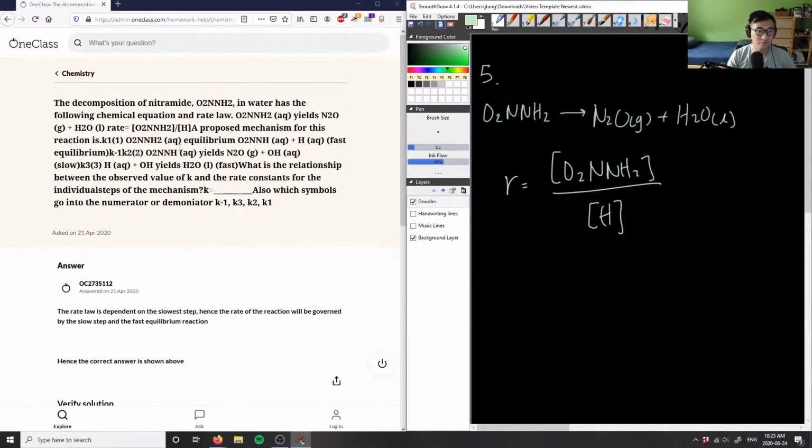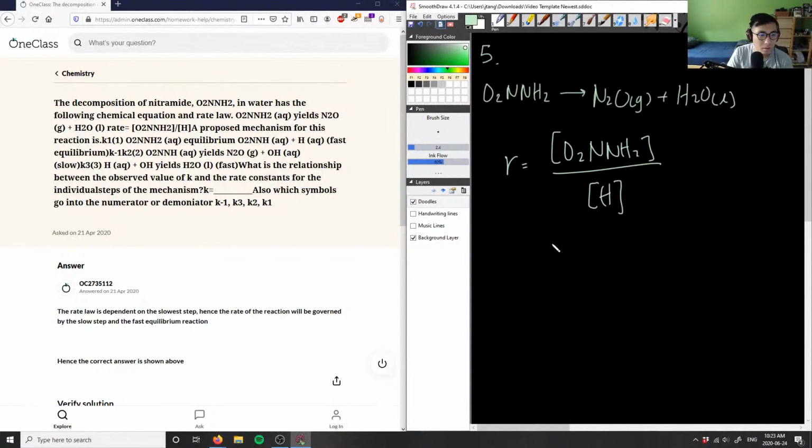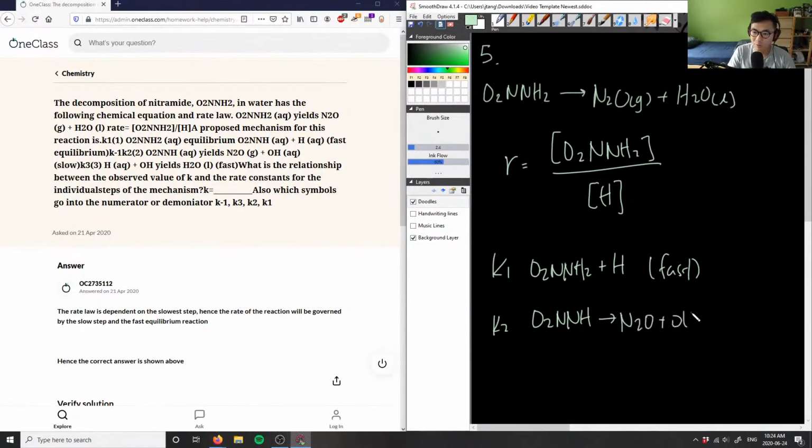It says a proposed mechanism for this reaction is, oh, so they're actually going to break this out into mechanisms. Okay, that's fine then. So we have K1: O2NNH2 plus H. This guy is a fast reaction. And then we have K2, which is O2NNH yields N2O plus OH, and this step is slow. And then finally we have K3, which is H plus OH, which gets H2O, which is a fast reaction.